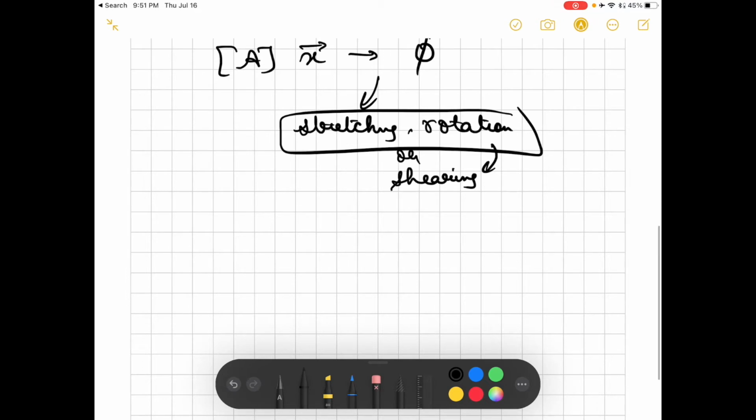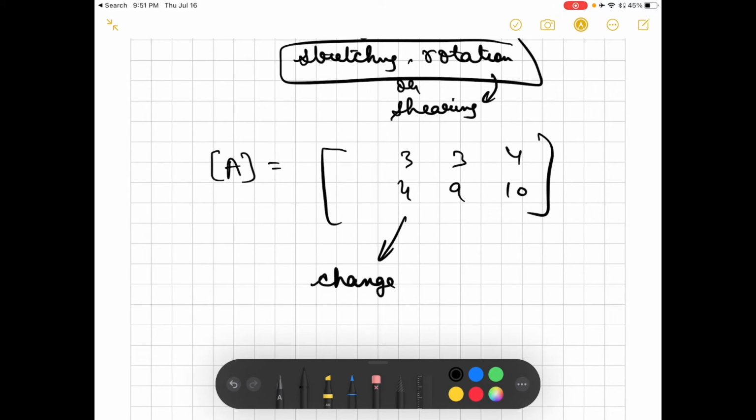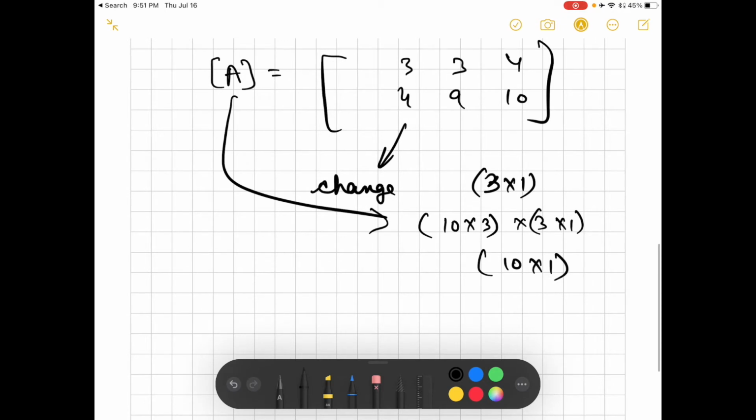Now, let us say that we are given some matrix which looks like 3, 3, 4, 4, 9, 1, 0. I am writing this particular matrix arbitrarily. And now if we multiply this matrix with any other vector, we can also change the dimensions of the vector. So for example, we have a 3 cross 1 vector and we multiply it by a 10 cross 3 matrix A. That means the size of A in this arbitrary case is 10 cross 3 and it is multiplied by a 3 cross 1 vector; you would clearly see that the resultant vector would be of size 10 cross 1. So basically we can shift a vector all the way from R3 to R10.